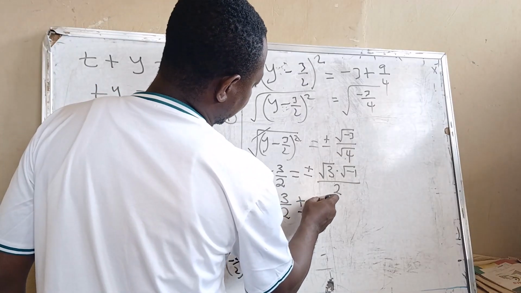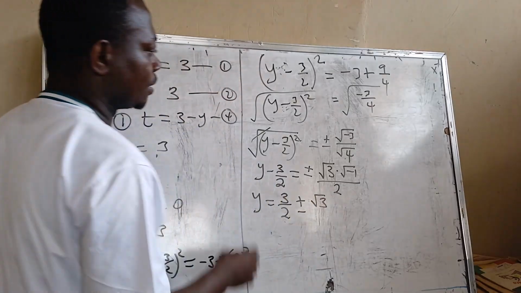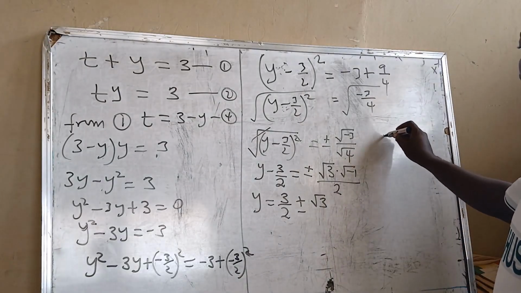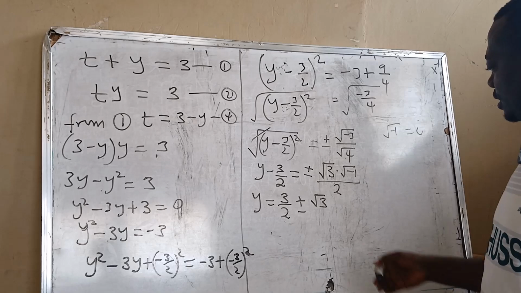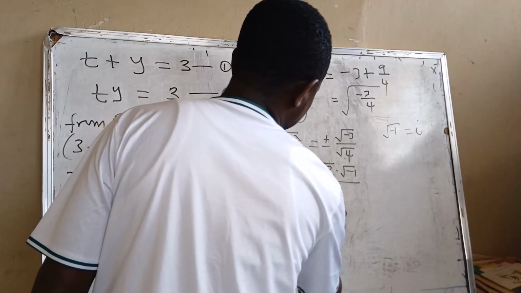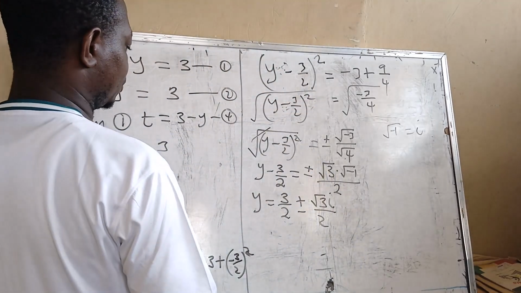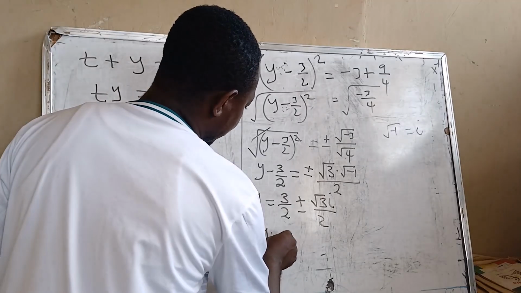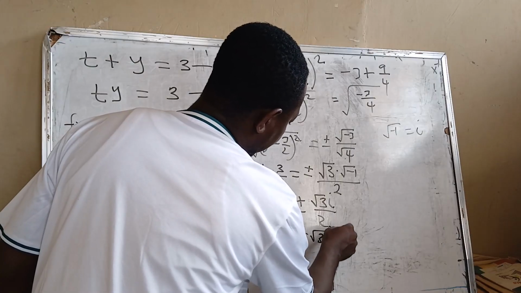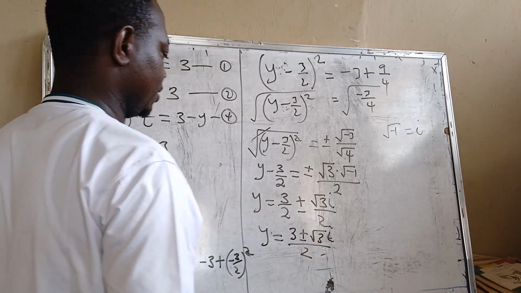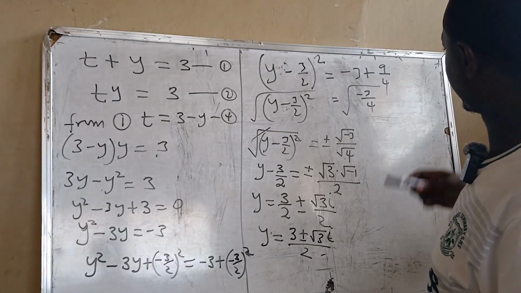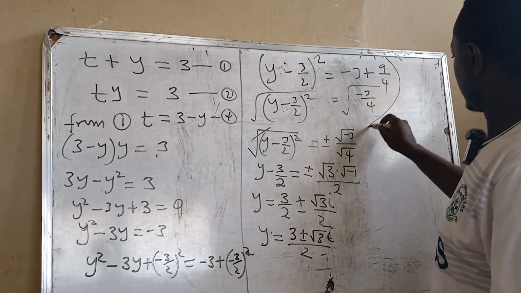So we have the square root of 3. Now from complex numbers, the square root of minus 1 is the same as i. So in place of the square root of minus 1, I'll put i there. That will be i on 2. So my y is simply (3 plus or minus the square root of 3 i) on 2. That is for y. It means we have two solutions for y, and we have to look for the t values.